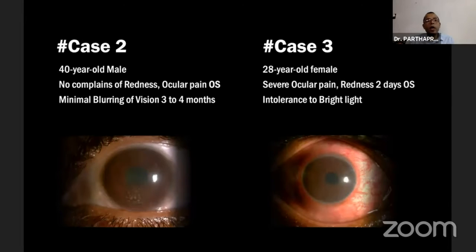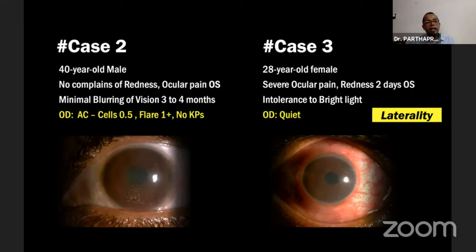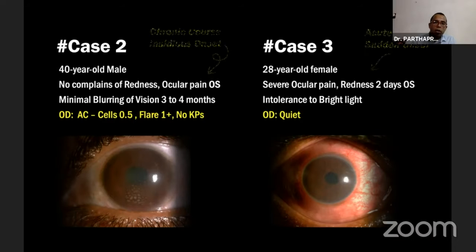This is my case number 2 and 3 together I want to present. The first one is a 40-year-old male and the second was a 28-year-old female. The first patient had no complaint of redness and ocular pain. There was minimal blurring of vision for 3 to 4 months in the left eye. The young lady complained of severe pain, severe redness in the left eye, and also intolerance to bright light. When I checked, the other eye also had inflammation in the 40-year-old male, and in the female, the other eye was quiet. So it was a unilateral case. Now let's go into this case.